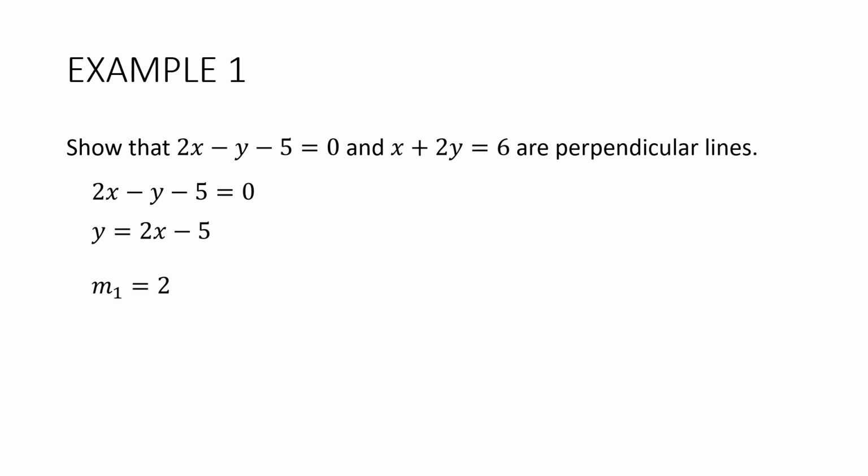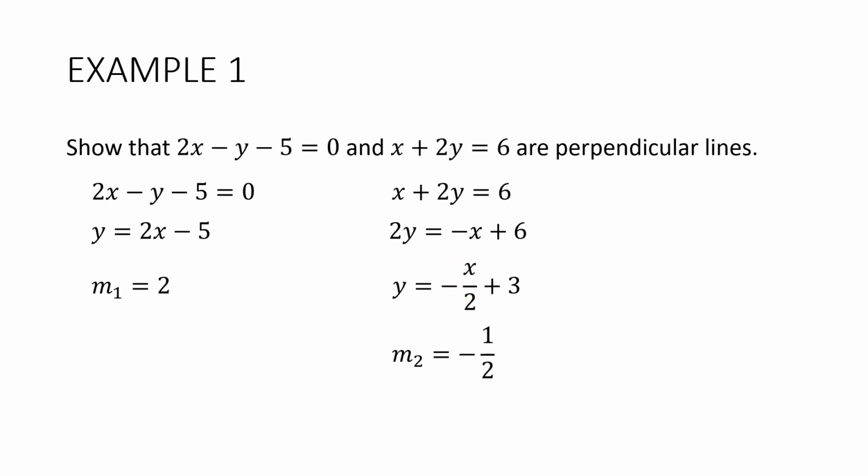The gradient is 2. Now with this one, the y is already positive, so we'll leave it where it is. Take the x over. 2y is equal to -x plus 6. Divide every term by 2. y is equal to -x on 2 plus 3. The gradient is -1/2. Now when I multiply those together, 2 times -1/2, I get -1. So because m1 times m2 is equal to -1, the lines are perpendicular.